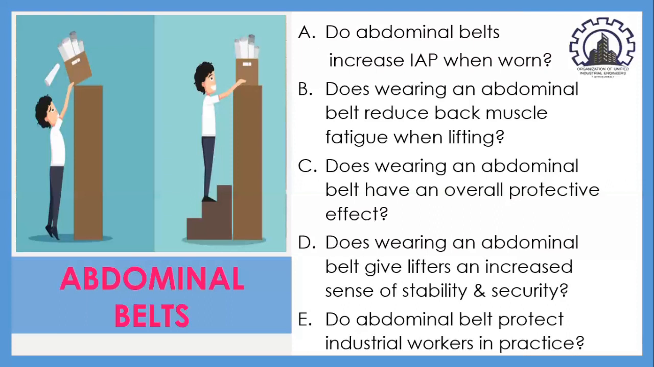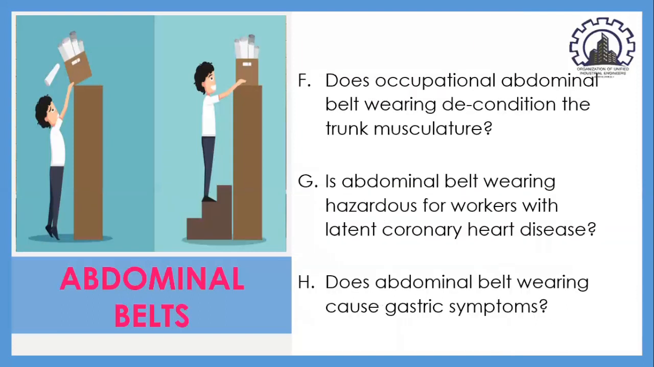And another type of question that we might be asking ourselves, does occupational abdominal belt wearing decondition the trunk musculature? Well, the evidence suggests not. According to McGill et al., 1990, even though belt wearing does reduce abdominal muscle EMG during lifting, the reduction is not large.